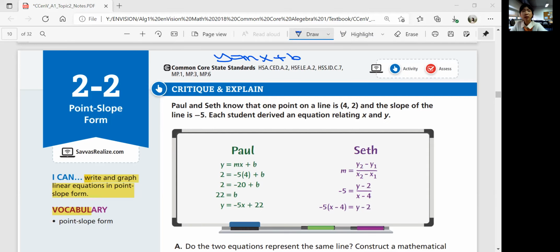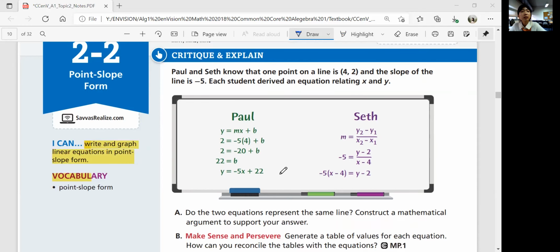Let's look at Critique and Explain. Paul and Seth know that one point on a line is (4, 2), and the slope of the line is -5. Each student derived an equation relating x and y. Paul came up with the equation y equals -5x plus 22. Seth came up with the equation -5 times (x minus 4) equals y minus 2. Do the two equations represent the same line? Construct a mathematical argument to support your answer.